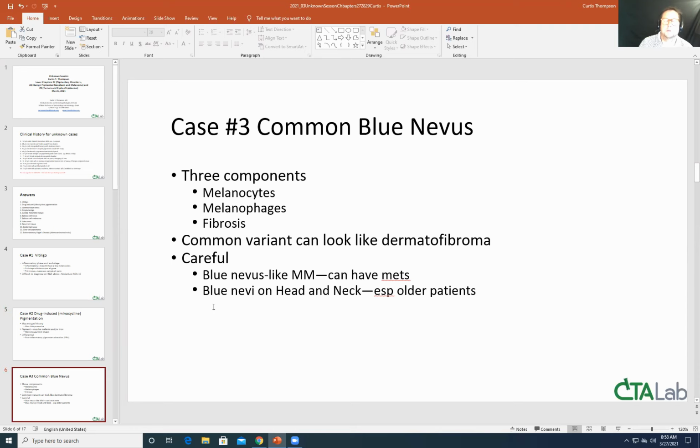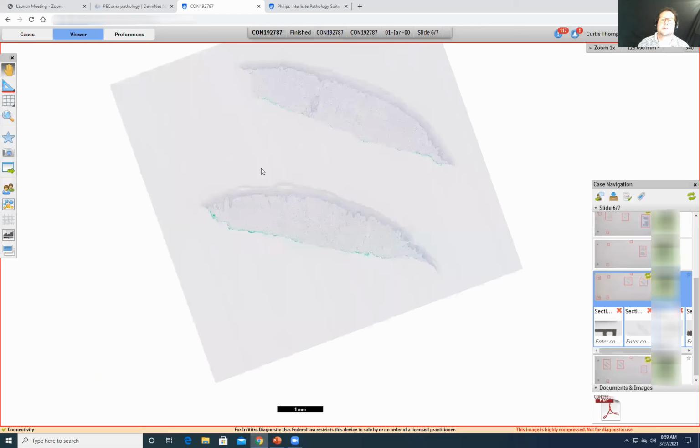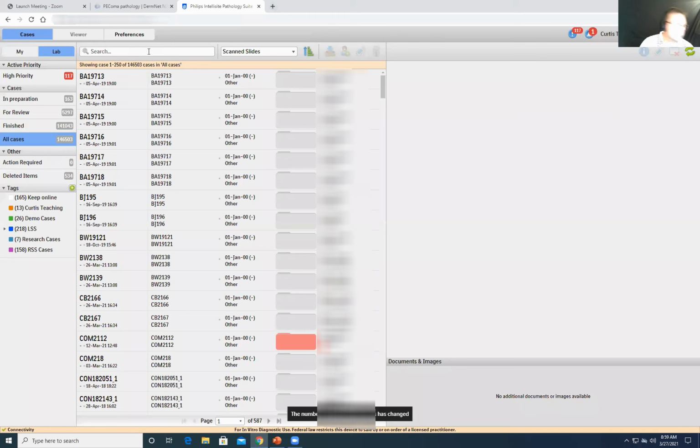And be careful with blue nevi on the head and neck, especially of older patients, especially ones that are partially sampled. So even if you're convinced it's entirely benign on the head and neck of an older patient, but it's transected, the patient should be followed for recurrence and biopsied more. It's not really clear whether these are malignant transformation or whether they were melanoma all the time, but just a little bit of a caution on these. So let's go on to case number 4.